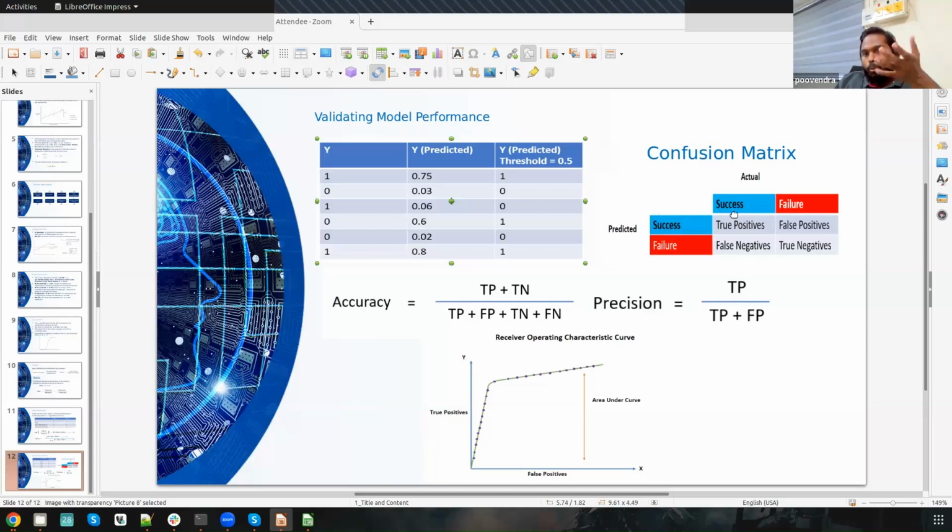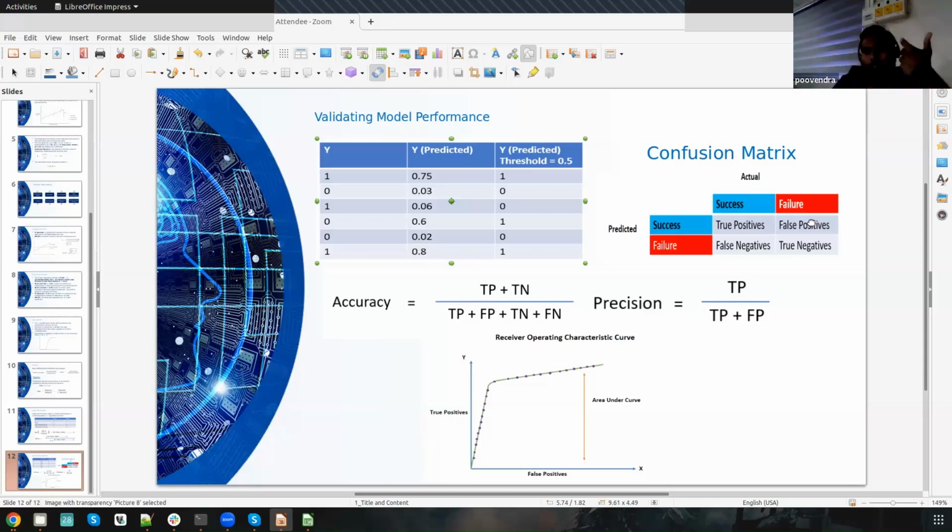So that is called true positives. Truly, that guy bought a card, and the actual value is a success. In the false case, he didn't buy a card, but my model predicted that he bought a card. So that is called false positives. So this is the confusion matrix. These are all the metrics they are going to use to estimate the performance of the model.